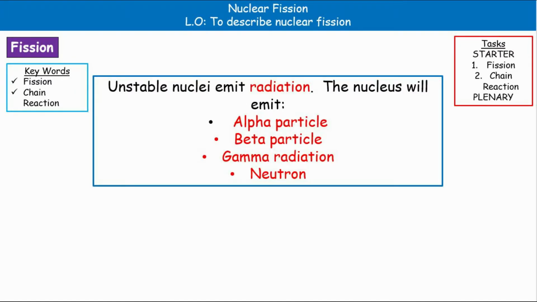Hopefully we remembered that unstable nuclei emit radiation. And the nucleus will emit one of 4 types of radiation: the alpha particles, beta particles, gamma radiation, or neutrons. So make sure you've got those right. Obviously, anything you didn't, fill in the blanks and write the corrections in.